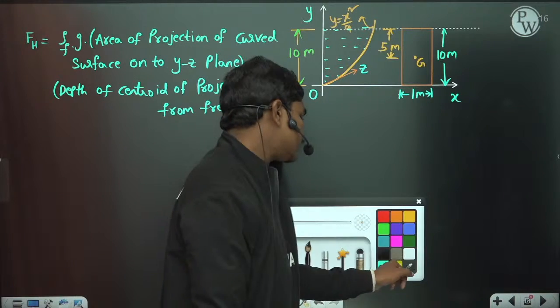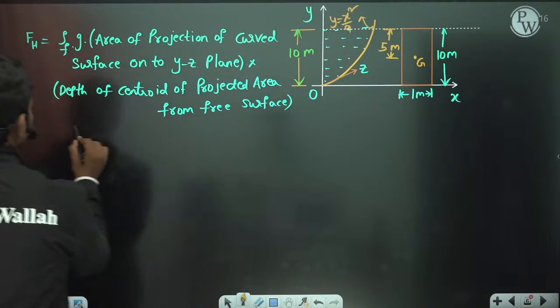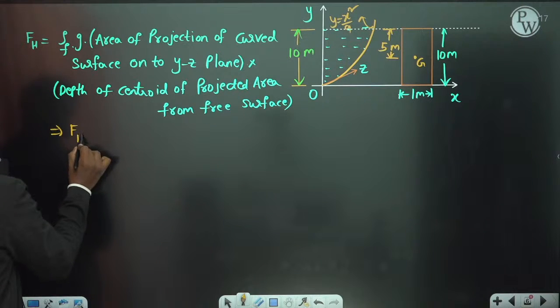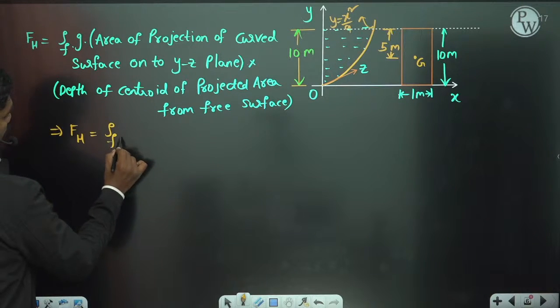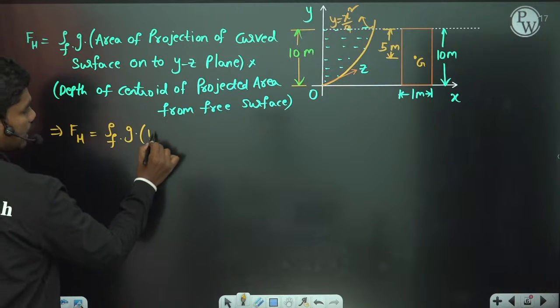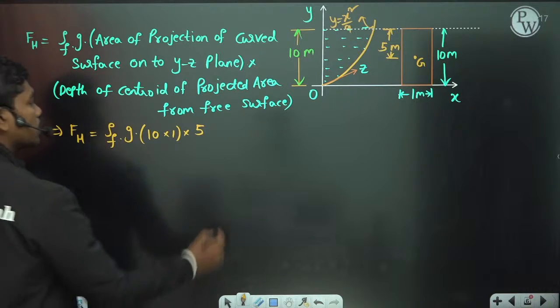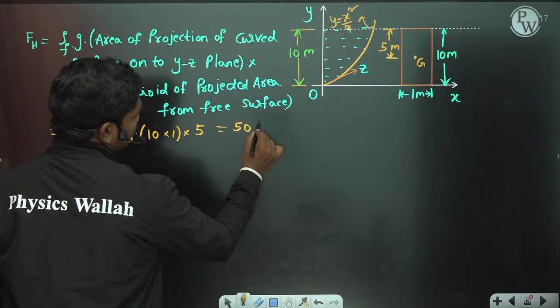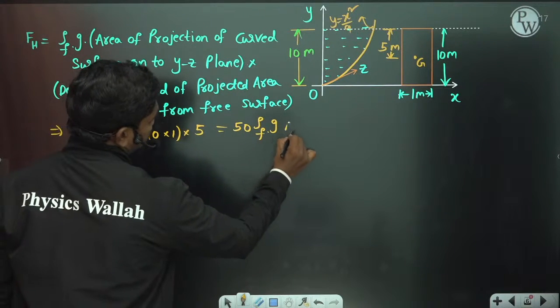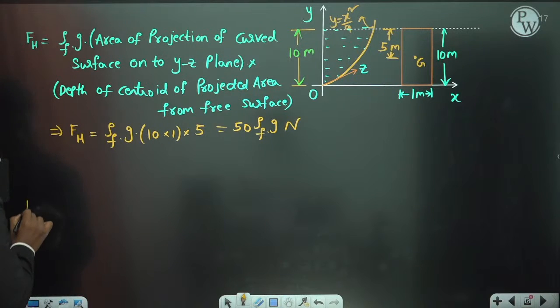This implies Fh is equal to the density of the fluid times g into the area, 10 into 1, into the depth of the centroid from the free surface. Total, this is 50 times the density of the fluid into g, so many newtons. Okay. Next, coming to Fv.